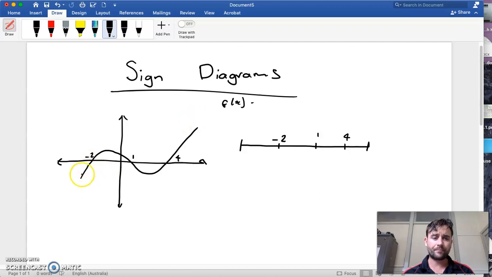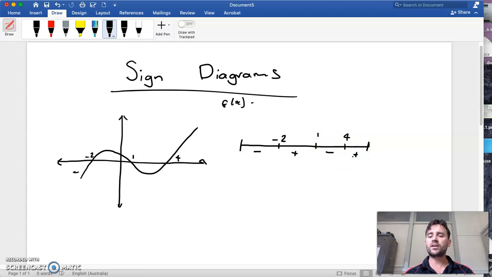So let's have a look at this here. The function of x, which we know as y, this y value, is it positive or negative? Well, it's a negative. So on my sign diagram, I say negative, because f of x is essentially y. When it goes above -2, between -2 and 1, that y value, that function of x, is a positive value. Between 1 and 4, that y value is a negative. And then above the 4 it is a positive.